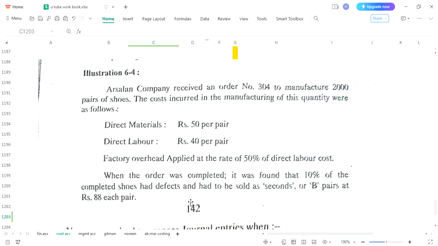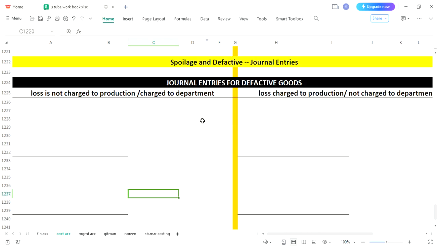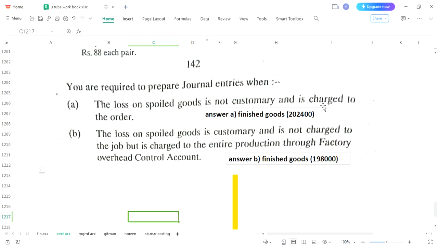Here we have an example and I would like to show you the proforma. Journal entries are present on the left page and on the right page. There are three journal entries for when loss is not charged to the production, and three journal entries for loss charged to the production. And here you can see the requirement easily.